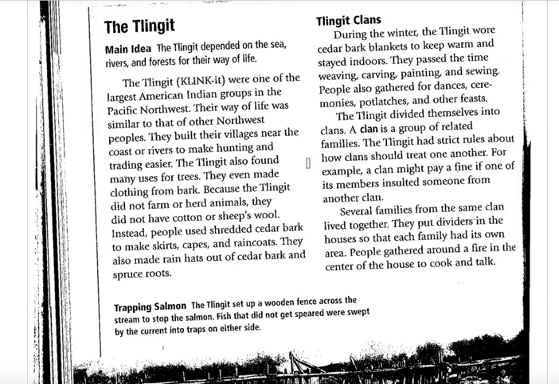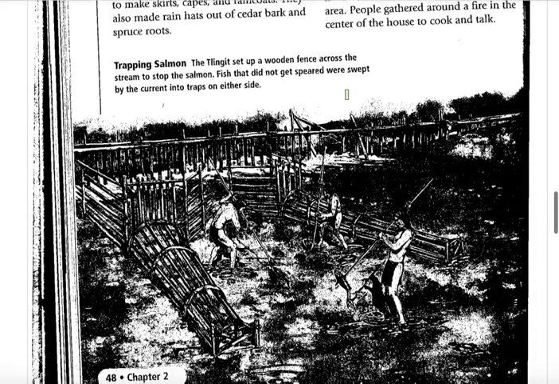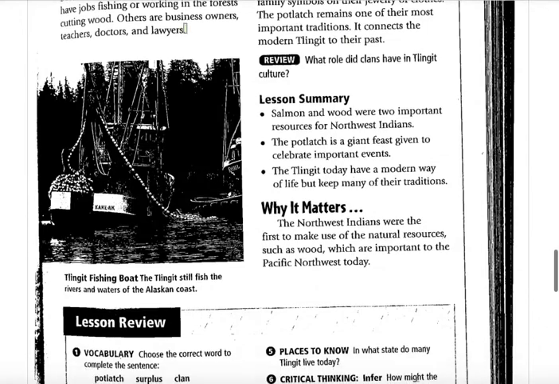Okay, so they made everything that they had from bark. I thought this was really interesting. So right here it says that during the winter, the Tlingit wore cedar bark blankets to keep warm and stayed indoors. So I was wondering what a cedar bark blanket looked like because for some reason, to me, it didn't sound that comfortable. A blanket made of tree bark.